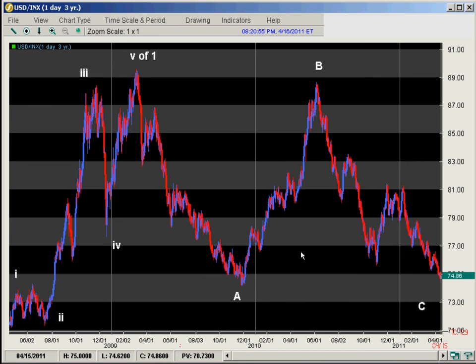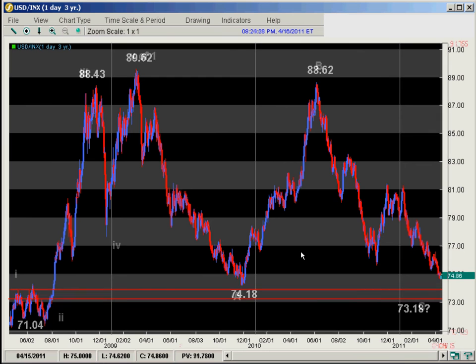And you can apply this to all dollar-based pairs except for dollar Swiss and dollar yen, which you'll understand if you're familiar with currency trading. Now, what I've done here is looked at price levels and done some analysis to determine exactly where this will probably end.